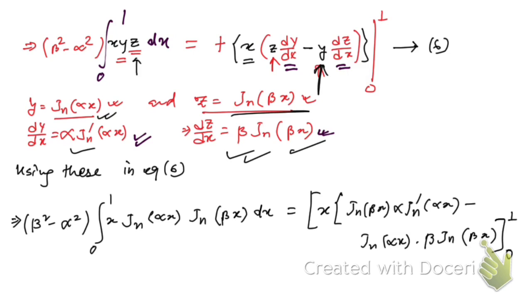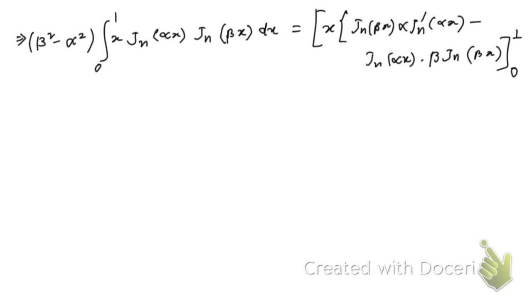Now let me copy this and take a new slide again. So here is the last step we have got. Now let's put the upper and lower limits. On putting 0 we will get all the terms 0, so let's put the upper limit first. So the right hand side will be of this form.